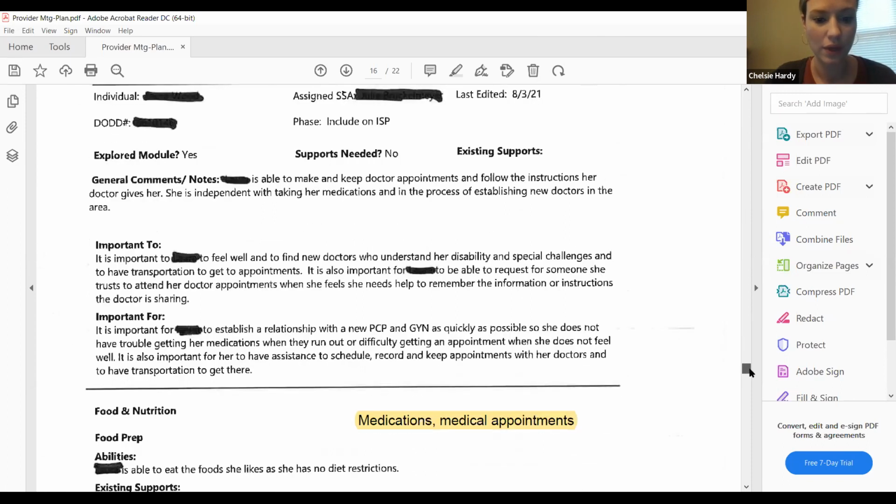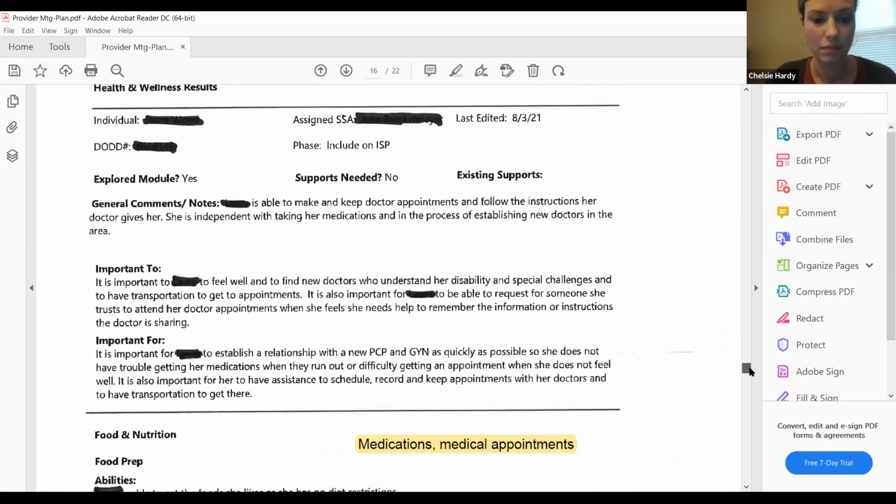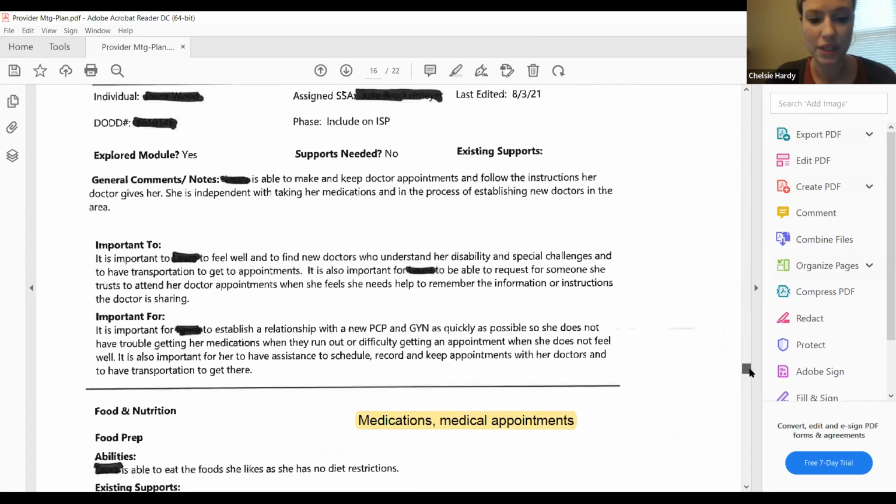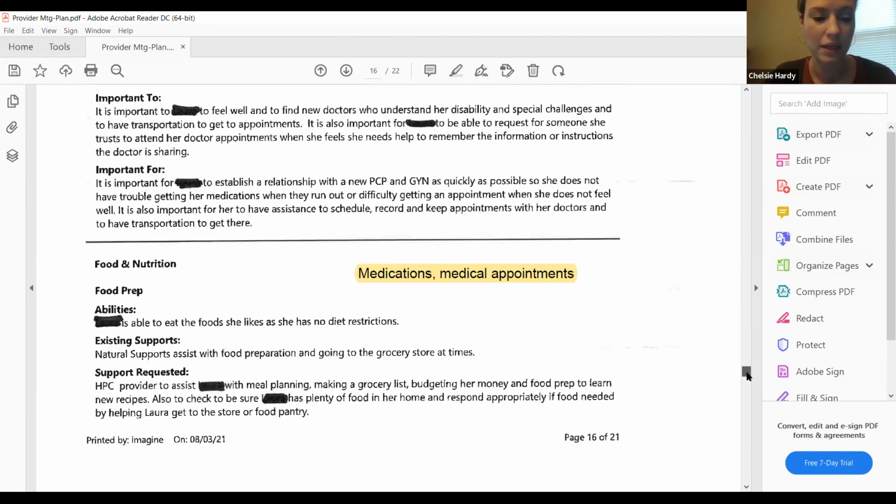And then health and wellness. Important things to note in this one would be medical appointments, like who helps coordinate and transport to medical appointments, and who helps with administering their medications. Do they do that on their own? What special things would they need with medications? Do they take them with food? Do they specifically want orange juice when they take their medications? How can you best help them with that?